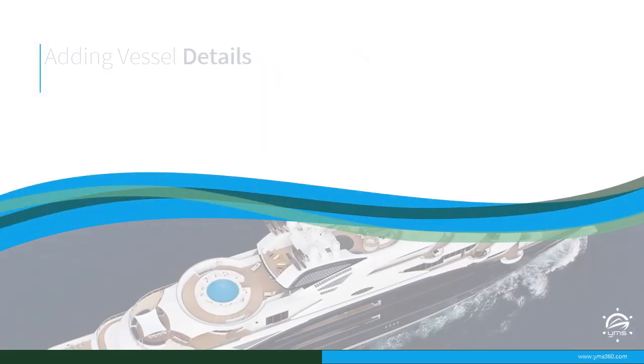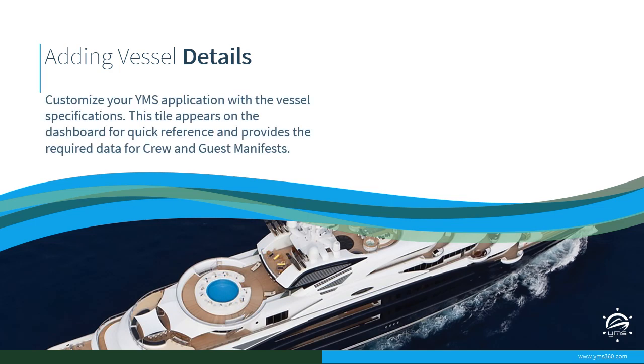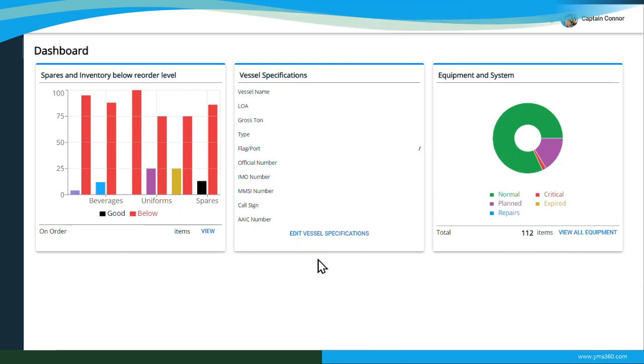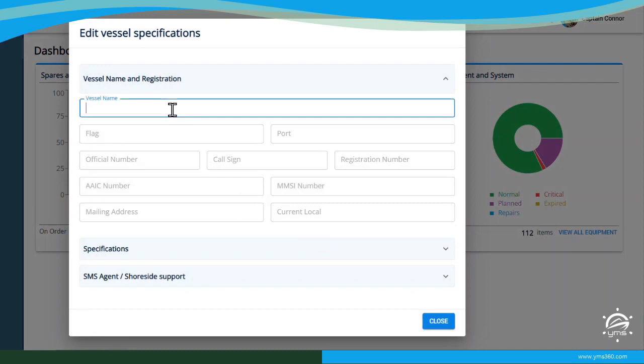Customize your YMS application with the vessel specifications. This tile appears on the dashboard for quick reference and provides the required data for crew and guest manifests. To enter your vessel details, go to the center tile on the dashboard and click on Edit Vessel Specifications. A pop-up window will appear with a series of data fields that you can fill in to complete your specifications. We recommend that you fill in as many as possible.